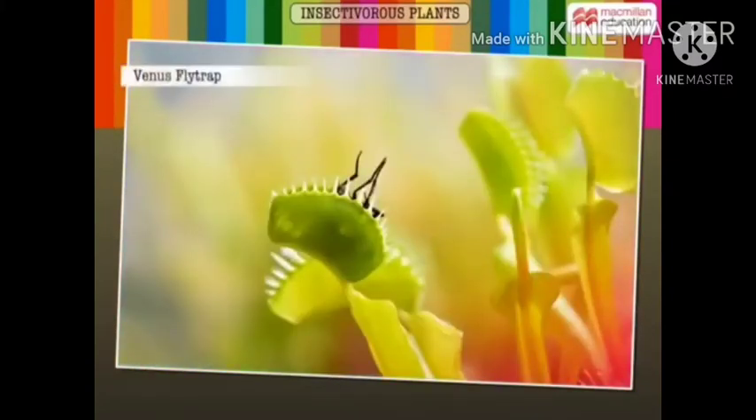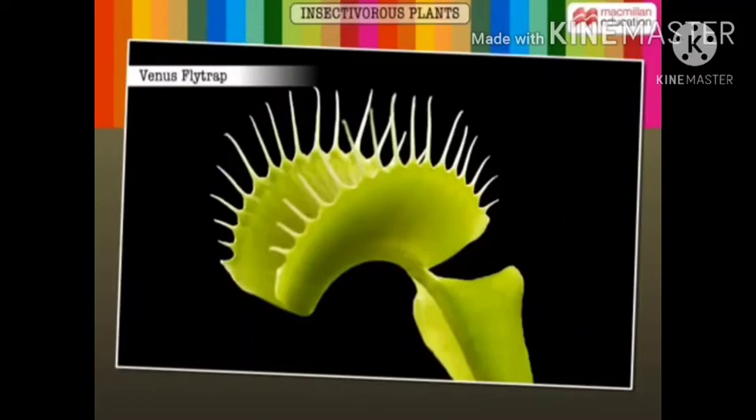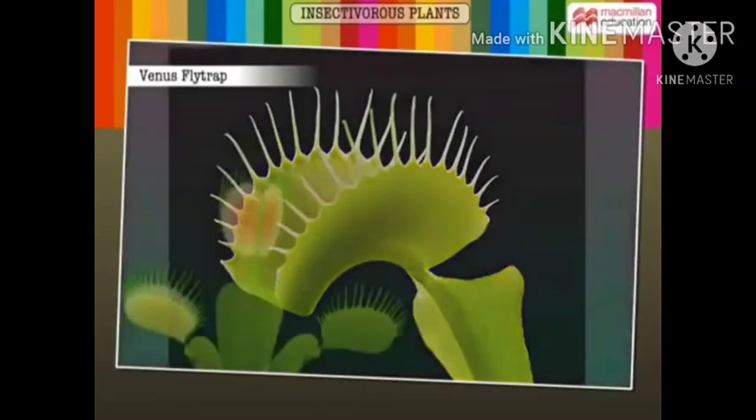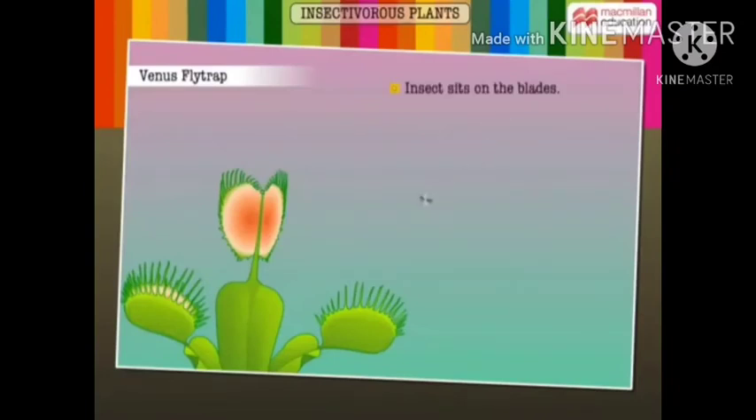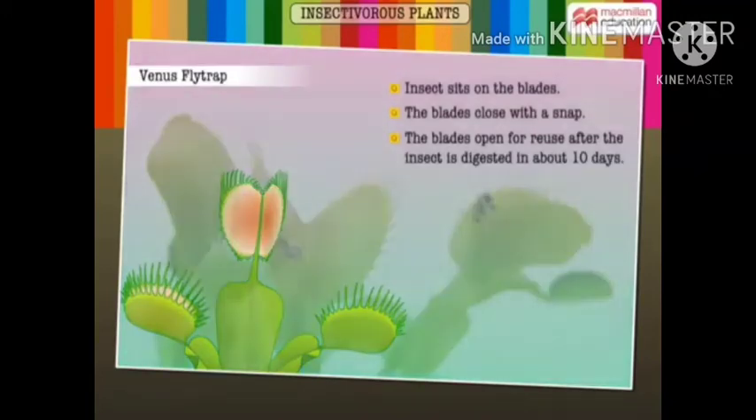This is Venus flytrap, another insectivorous plant wherein the leaves literally snap shut when insects land on it. The leaf is modified into two blades with thorn-like structures along the margins. These blades are hinged along the midrib. Look what happens when an insect sits on it. Snap! After about 10 days, it reopens only after the digestion is complete.